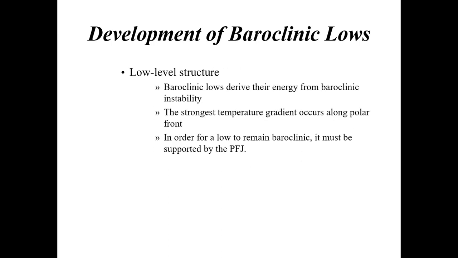Now, the low-level structure: baroclinic lows are going to derive their energy from baroclinic instability. Again, that's those higher wind speeds in the westerlies along with that stronger temperature or thermal gradient. The strongest temperature gradient occurs along the polar front, which typically occurs around 60 degrees north latitude average position. In order for a low to remain baroclinic, it must be supported by the polar front jet. That's what the PFJ stands for, the polar front jet stream.